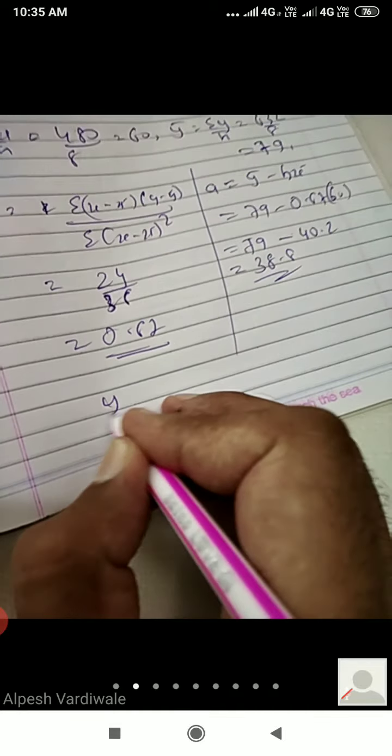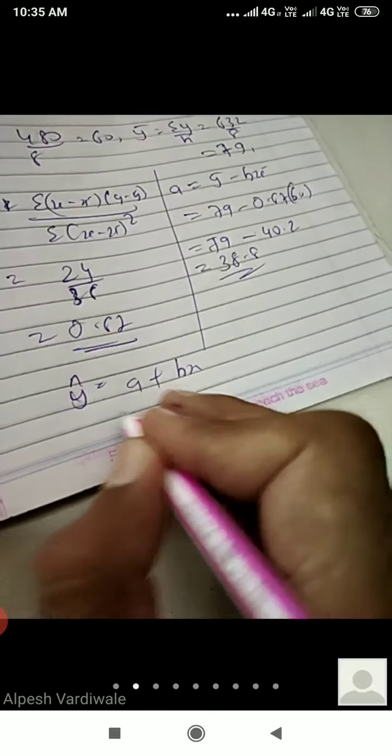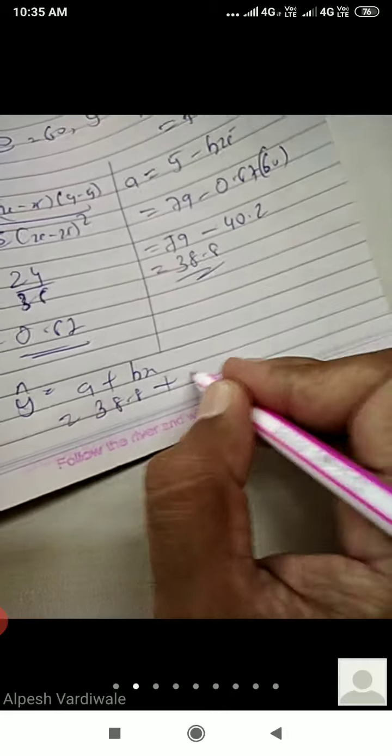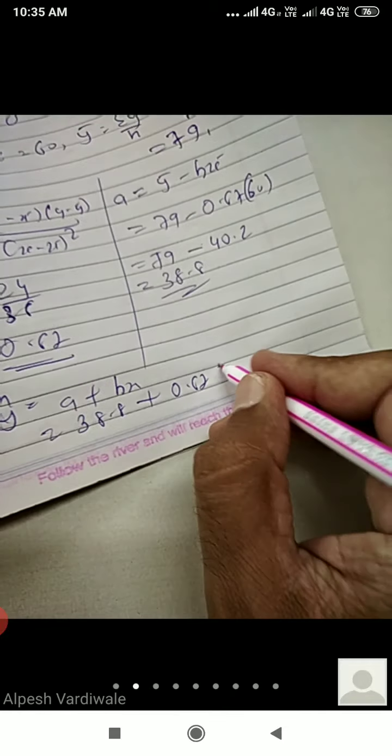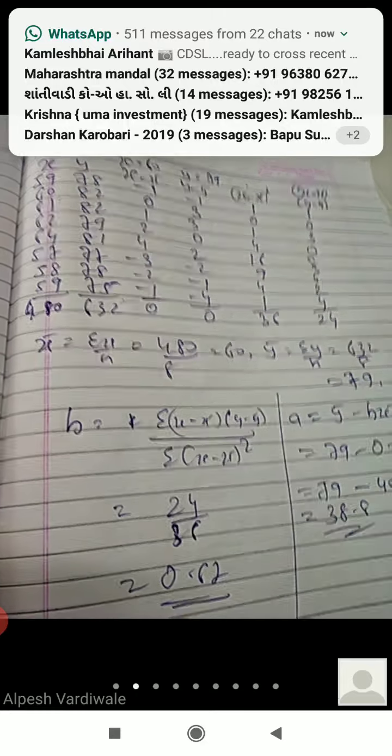Now y cap equals A plus bx. Value of A is 38.8, value of b is 0.67. And value of x is not given. Just find the regression line of supply on the price, so y on x only. So your regression line, y on x, is complete. So your question number 2 is finished.